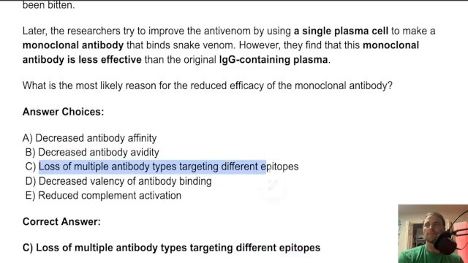So the answer is C. Loss of the multiple antibody types. Because polyclonal antibodies from the plasma bind to multiple epitopes, that makes them better at neutralizing the venom complexes. And by the way, the epitope is the part of the antigen molecule to which an antibody attaches itself. So kind of tautological, but yeah. Monoclonal antibodies only bind one epitope, making them less effective against this venom. That's why antivenoms always use polyclonal antibodies from animals rather than monoclonal antibodies. Hopefully this is helpful. Kind of cool, kind of quirky, kind of fun.